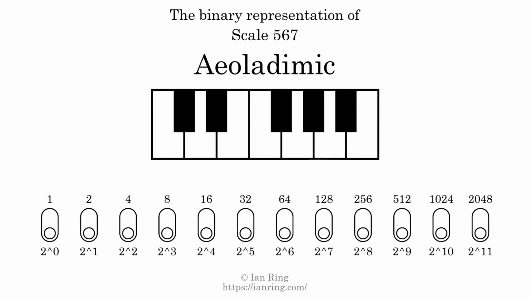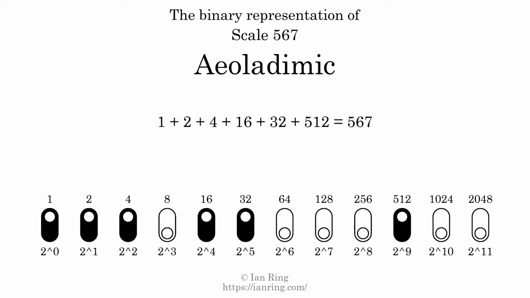The binary representation of this scale is determined by mapping tones of the scale to binary digits. Each binary digit represents a power of 2. To get the scale number, we add the powers of 2 together. The powers of 2 that are present in the scale, all added together, equals 567. That is why the scale number, in decimal, is 567.